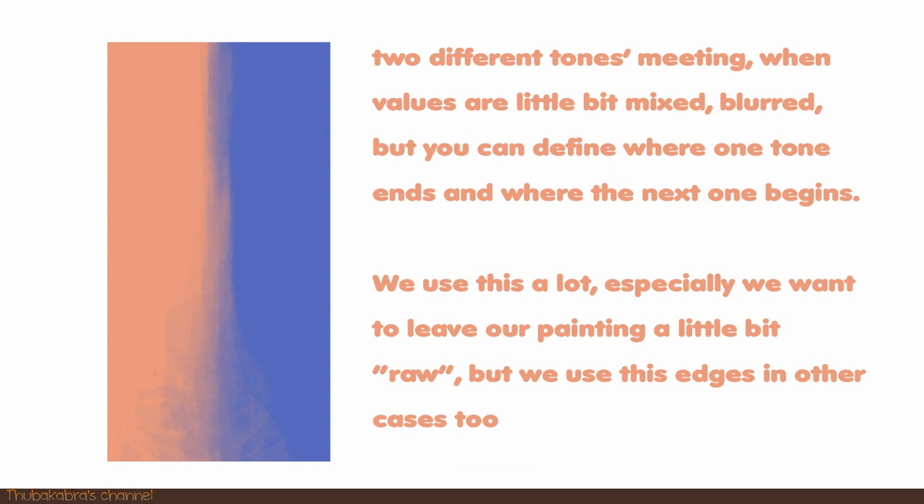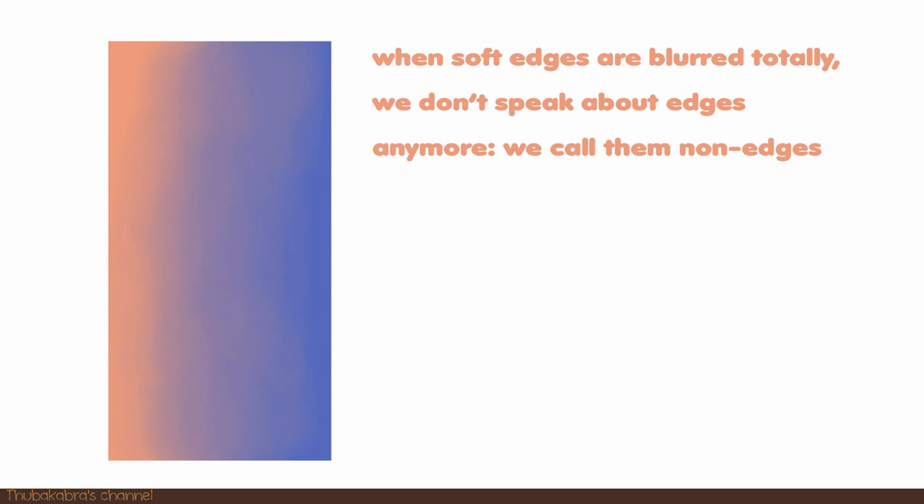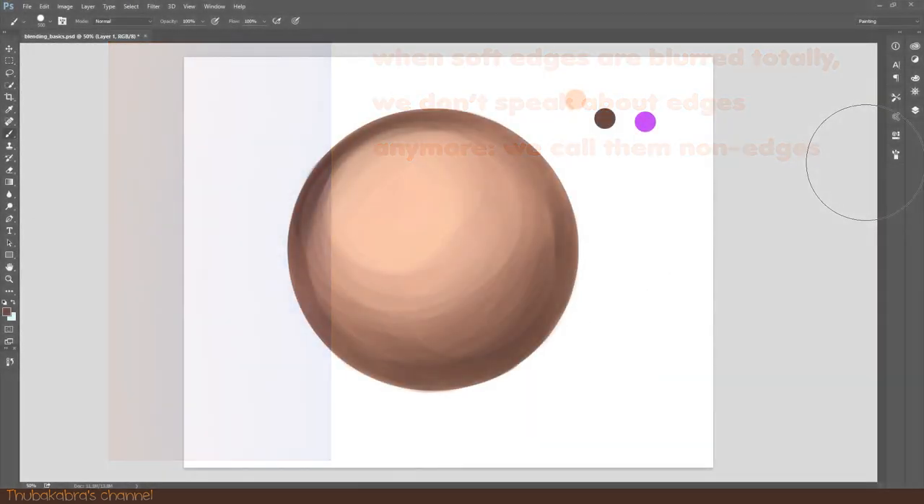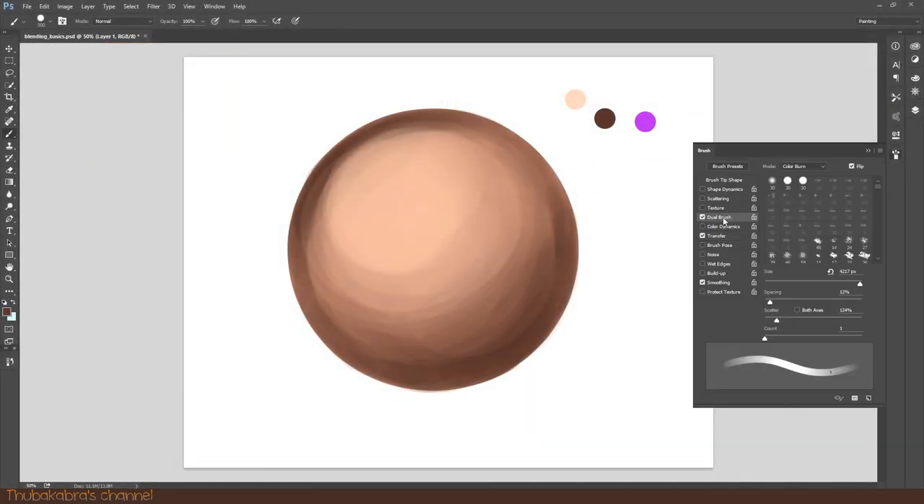Soft edges: two different tones meeting, when values are a little bit mixed, blurred, but you can define where one tone ends and where the next one begins. We use this a lot, especially if we want to leave our painting a little bit raw, but we use these edges in other cases too. And when soft edges are blurred totally, we don't speak about edges anymore. We call them non-edges. We will work on our hard edges to make them softer where it should be.